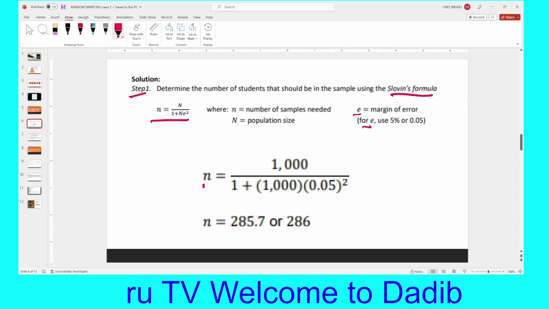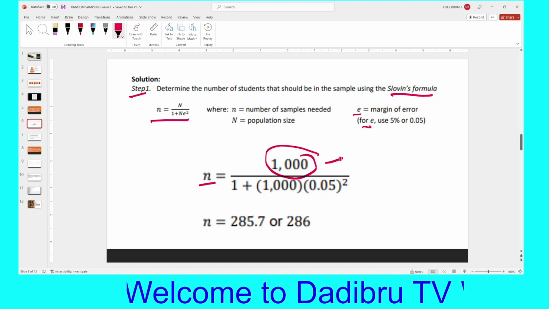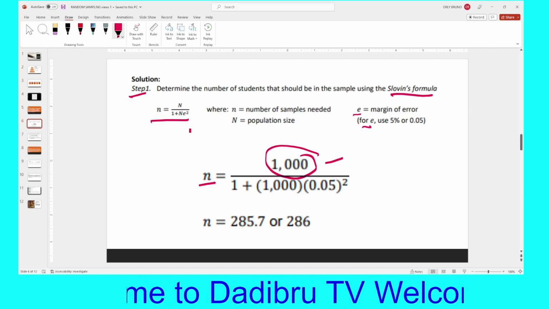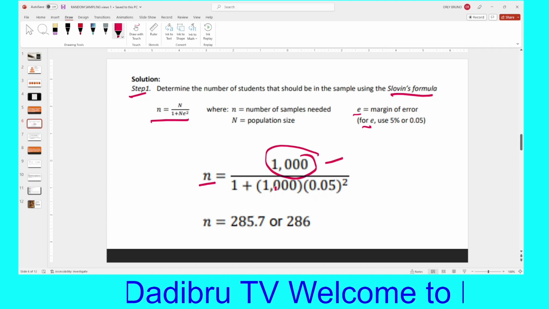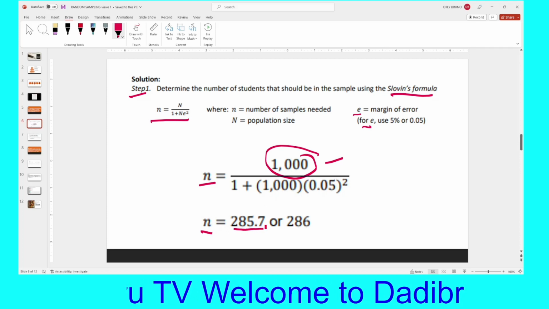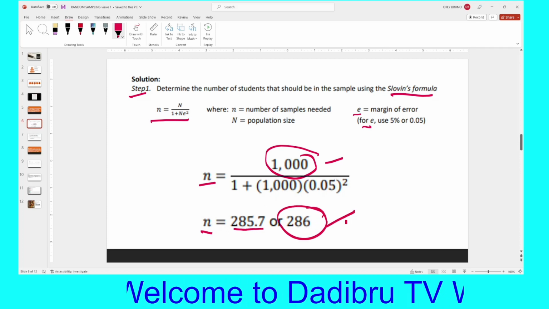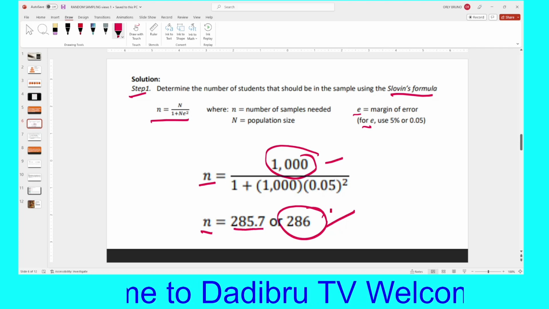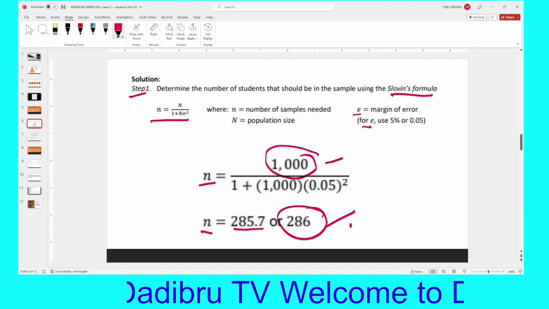Okay, substituting in our formula. Since our population, capital N, is 1,000, let's divide 1,000 by 1 plus 1,000 times 0.05 squared. And to simplify this, n is 285.7 or 286. So 286 is our sample from 1,000 population. Okay? Any question? None. Okay.